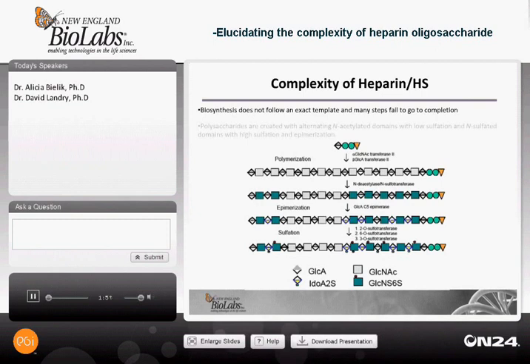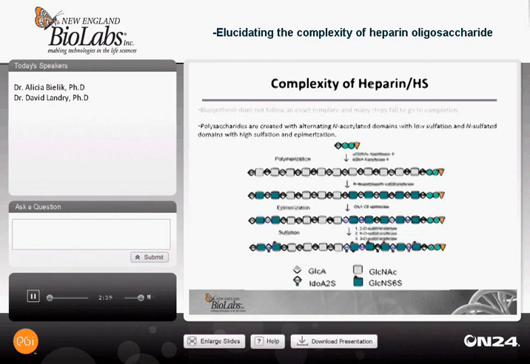The complexity of heparin and heparan sulfate is often due to the biosynthesis because it does not follow an exact template and many steps fail to go to completion. As you can see in the figure shown here, it starts with a tetrasaccharide linker. Chain polymerization occurs by several transferases. From there, steps occur with enzyme modifications to deacetylate, to epimerize glucuronic acid to iduronic acid, and to place sulfate groups along the chain. However, because many of these fail to go to completion, polysaccharides are created with alternating N-acetyl domains with low sulfation and N-sulfated domains with high sulfation and epimerization. These different domains make these long heparin-heparan sulfate chains very diverse and very complex.